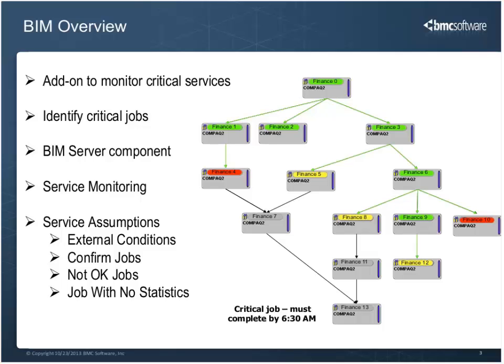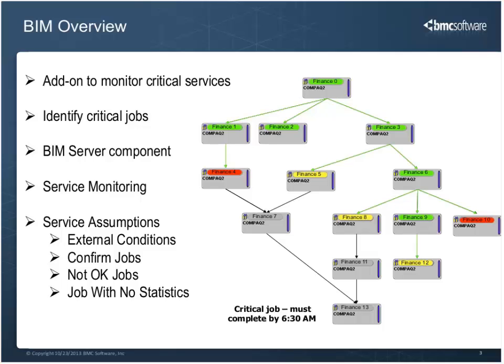In any service, as you can imagine, some jobs are critical and others are not. In this example to the right, we see a job called Finance 10, and this is not critical. Although it's failed, it doesn't have an impact on the completion of the service. BIM takes that into account. The job has failed and it creates an alert, but there's really no reason to alert the service in that sense.